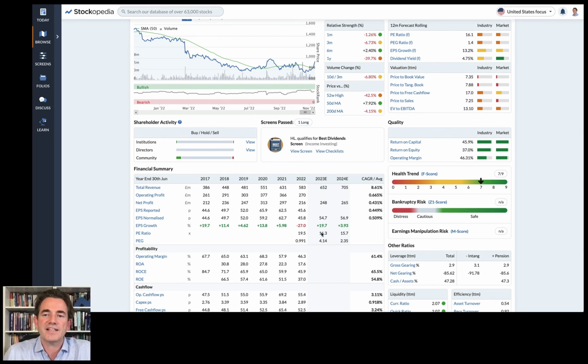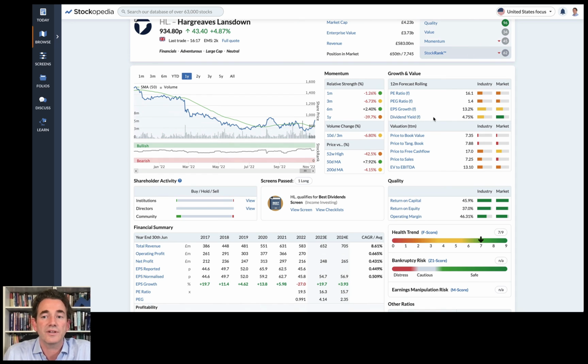And the professor flags, we don't actually do a bankruptcy risk for financials, for a number of reasons. But there's no earnings manipulation risk, and the health trend is very strong. And it qualifies for a best dividend screen, which tells us this is an income stock. Let's look at the yield, 4.75%, which is certainly better than you can get in the bank at the moment, although interest rates are rising.